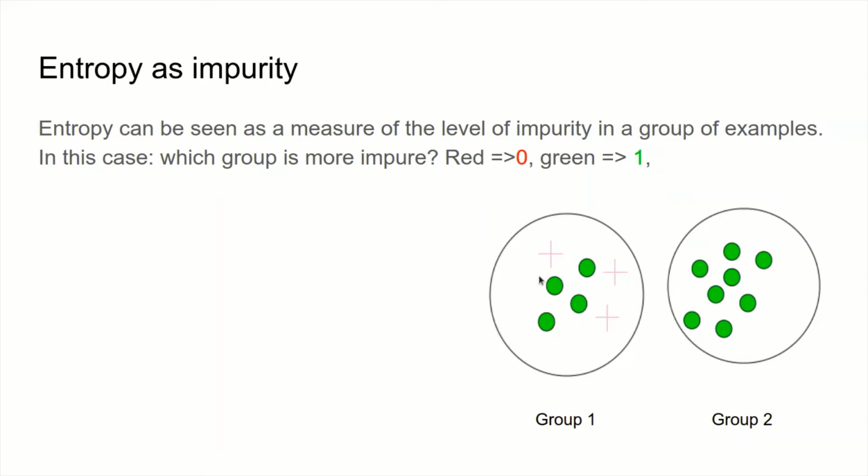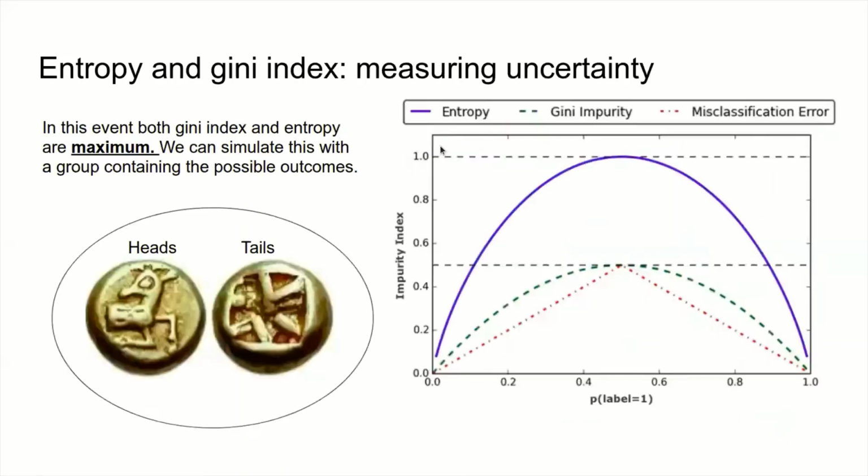Remember, we've got two possible outcomes, or two possible values to predict. 0 is the red one, and 1 or yes is the green one. So I want you to tell me which group is more impure. Think about it for a moment.